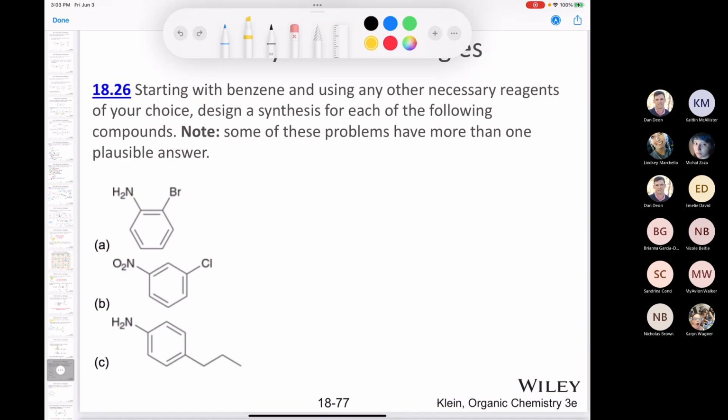It says starting with benzene. So we went to Target. They were having a fire sale. You know, when you first walk into Target and they have those little bins with stuff for $2 or $3, there was some benzene in there. So you decided to buy some.